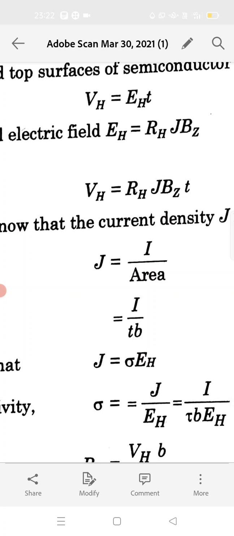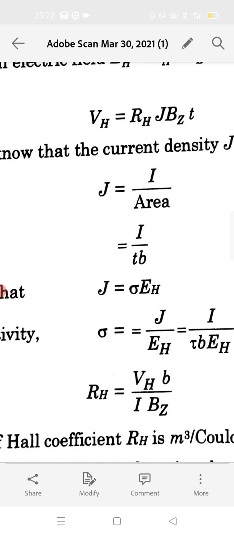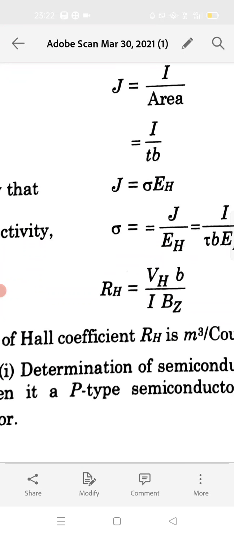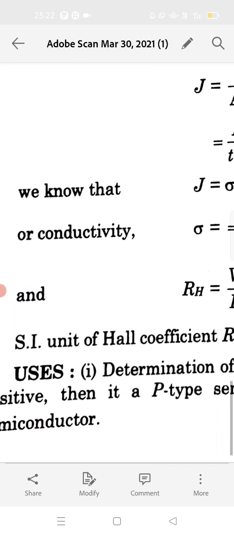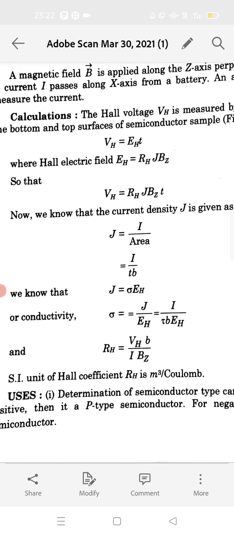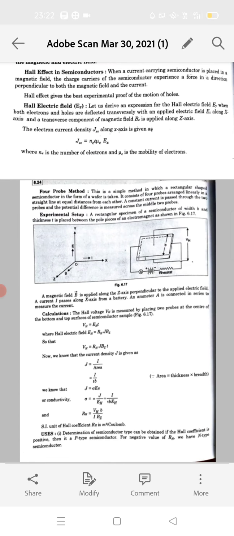This is equal to J is equal to mu into EH. Therefore mu is equal to J by EH, that is I by T into B into EH. Then the Hall effect gives the resistance. Resistance is equal to resistivity or conductivity, that is called RH is equal to VH by B by I BZ. This is the Hall effect, using the formula to derive and explain the semiconductor materials.